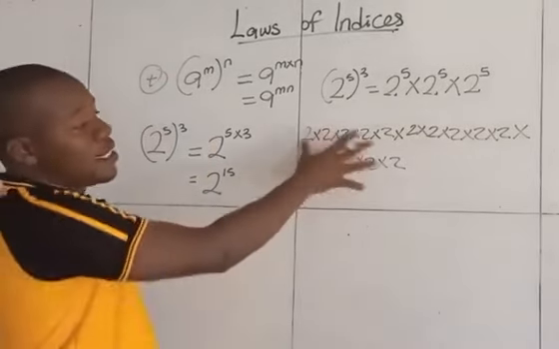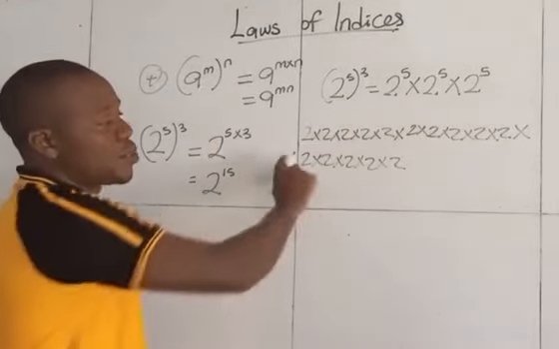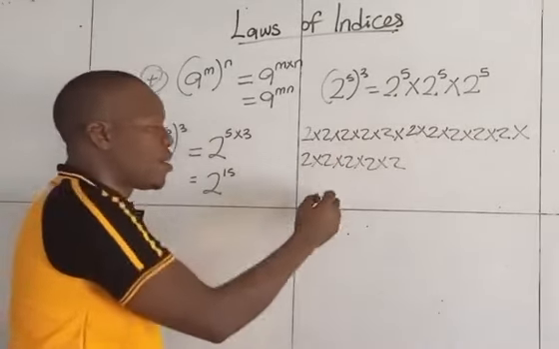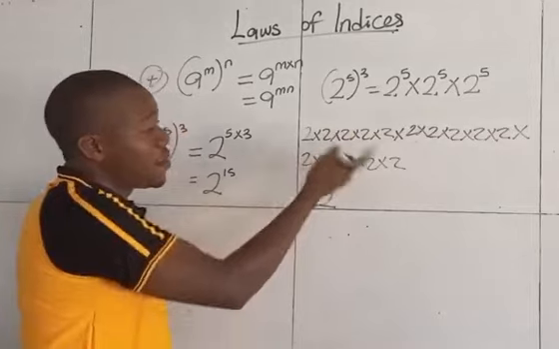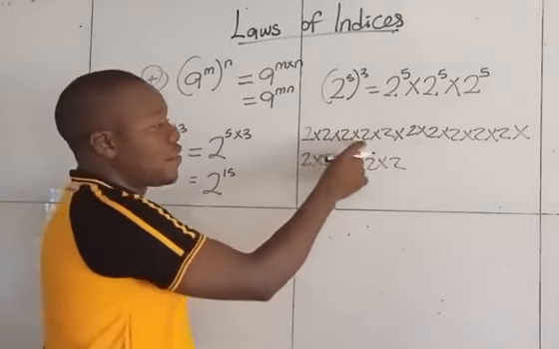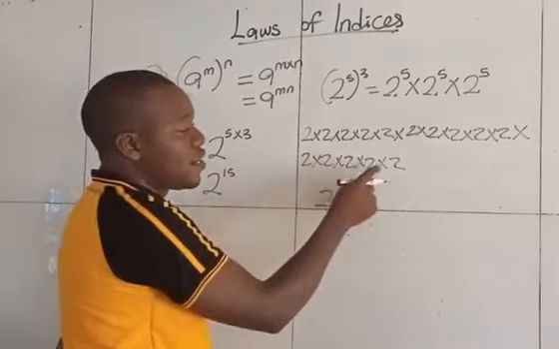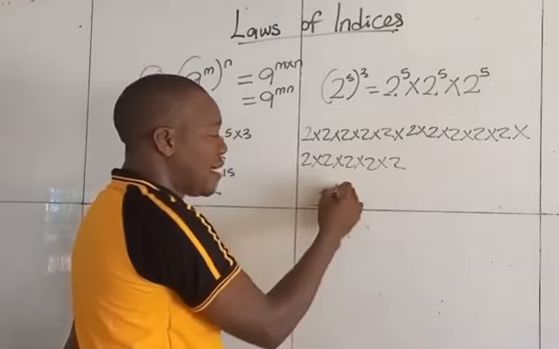But if you look at the expression, we have 2's all through, the same number. So we can convert this back to index form as 2 to the power of, you count how many 2's you have: 1, 2, 3, 4, 5, 6, 7, 8, 9, 10, 11, 12, 13, 14, 15. 2 raised to the power 15 as the answer.